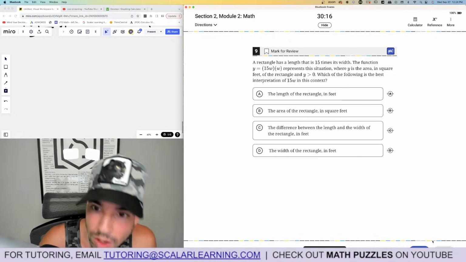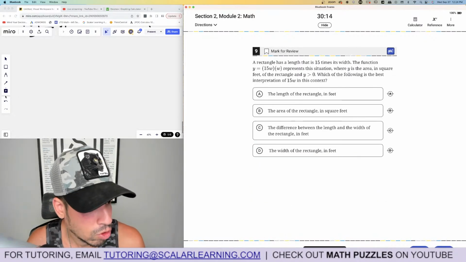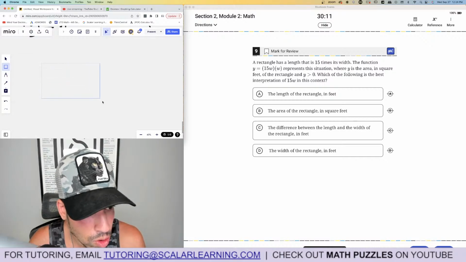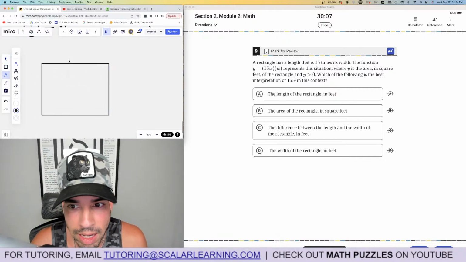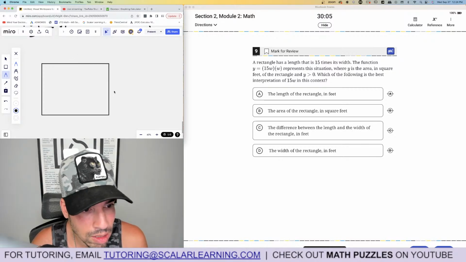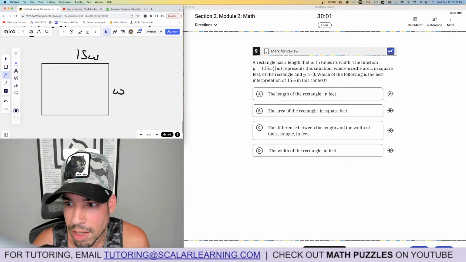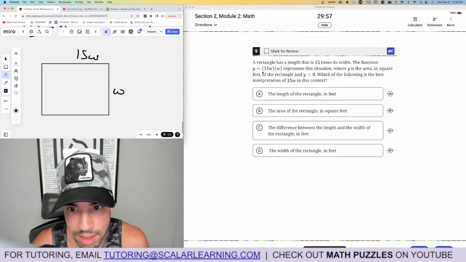Boom, done. Number 9, a rectangle. Okay, they're talking about a rectangle. What do I say? Always draw it out. I don't care how easy you think it might be. A rectangle has a length that is 15 times the width. There's the width, here's the length, where y is the area in square feet.